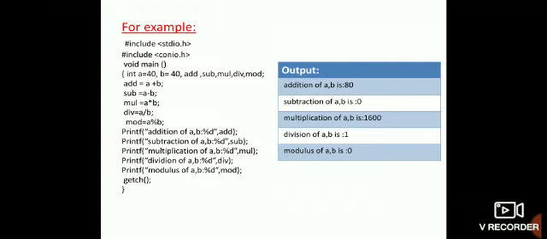Now let's have a look on this example. In this example, the value of integer a is 40 and value of integer b is also 40. So the addition will be 80, the subtraction will be 0, multiplication will be 1600, division will be 1 and modulus will be 0 as the remainder is 0.